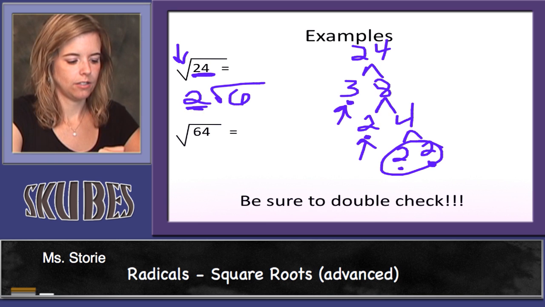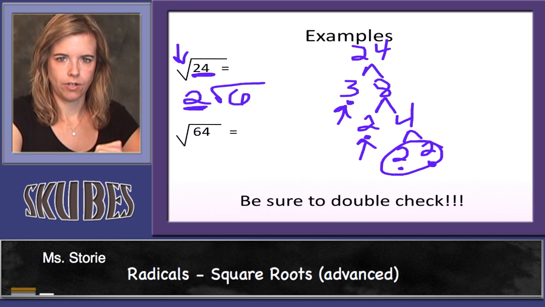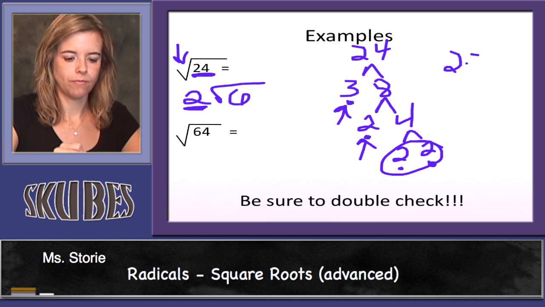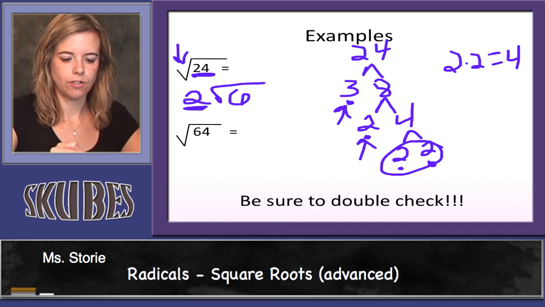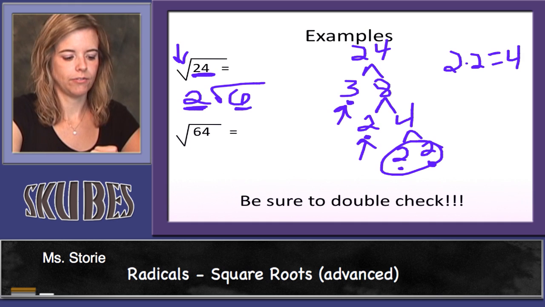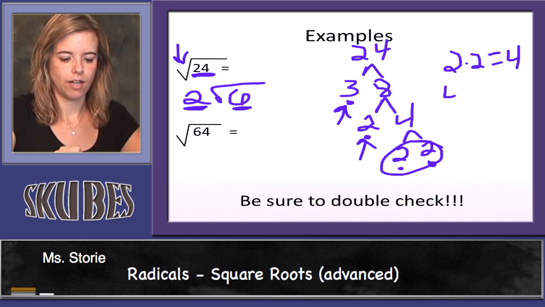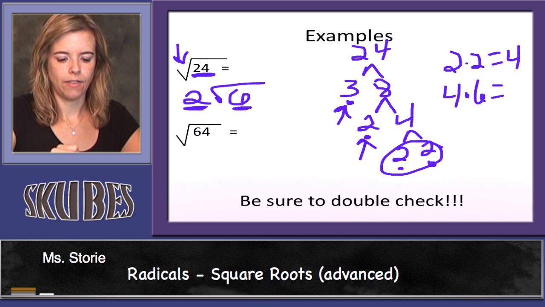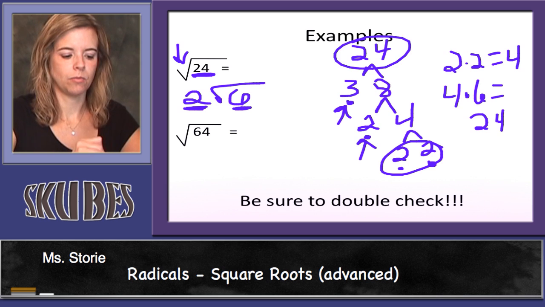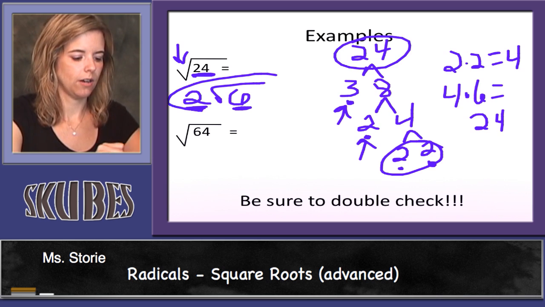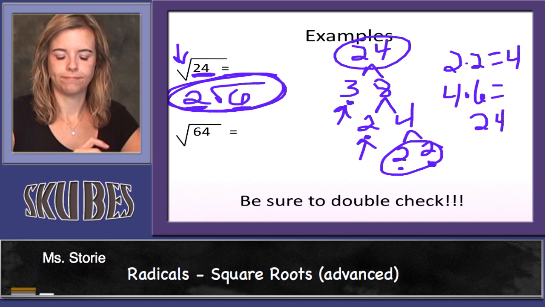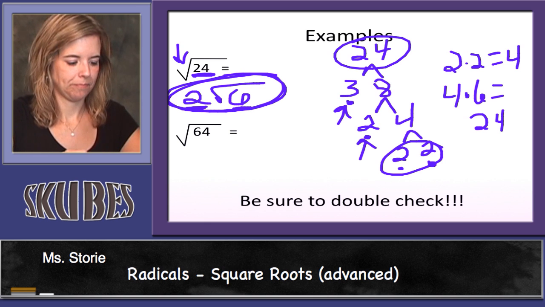So your double check says 2 times in a row, because that's your index. So 2 times 2 is 4. And then you take your answer 4 and you multiply it by whatever's left under the radical sign. So that's 4 times 6, and that's 24, and that was our original number, so that means that our answer right here is correct. Let's try the next one.